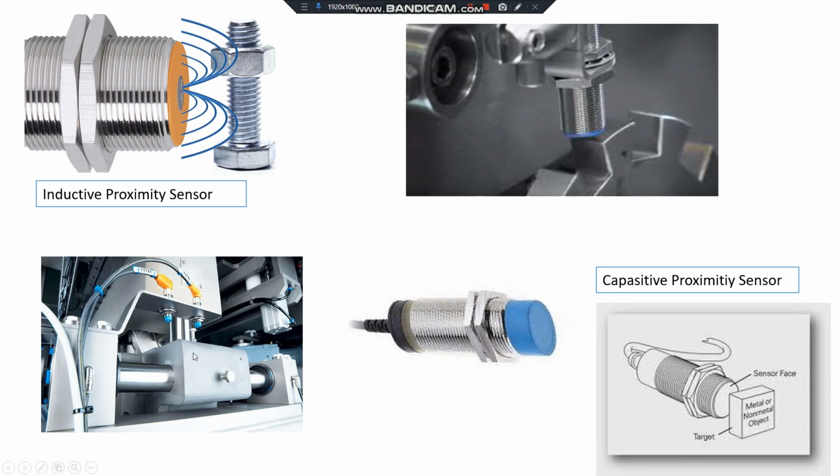Also, there is a piston here, and there are two inductive proximity sensors, and there is a metal part here. When the piston comes in front of the metal, the sensor will send information to the controller or PLC, and in this way the PLC will know the position of the piston and will act accordingly.